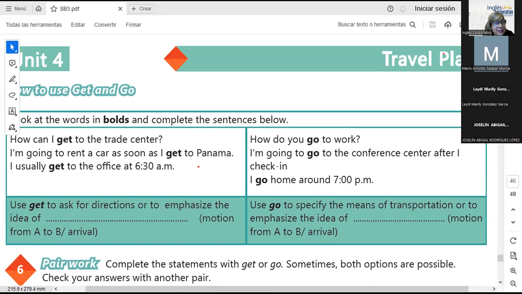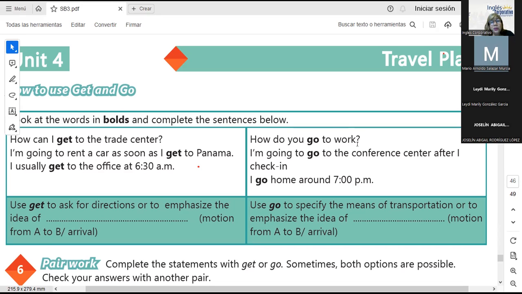Okay, as you see, get in this case is similar to say arrive. It's similar to arrive. You get to a place when you logra llegar, right? Cuando llega. Okay, how can I get to the trade center, get is llegar, right? And this get to Panama is llegar, okay? And I usually get to the office is llegar. Get is that. And go, that is easier.